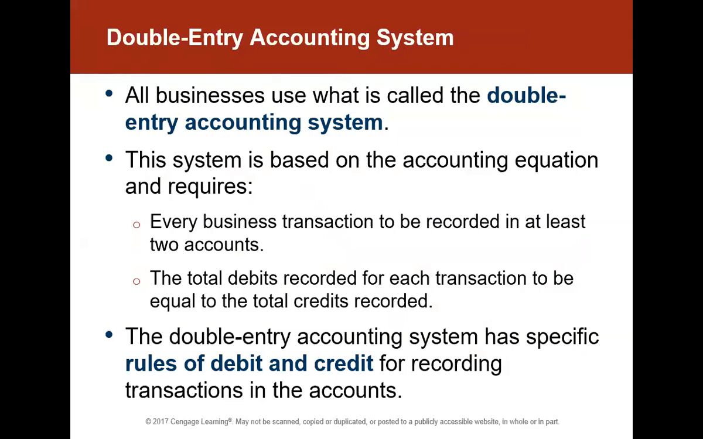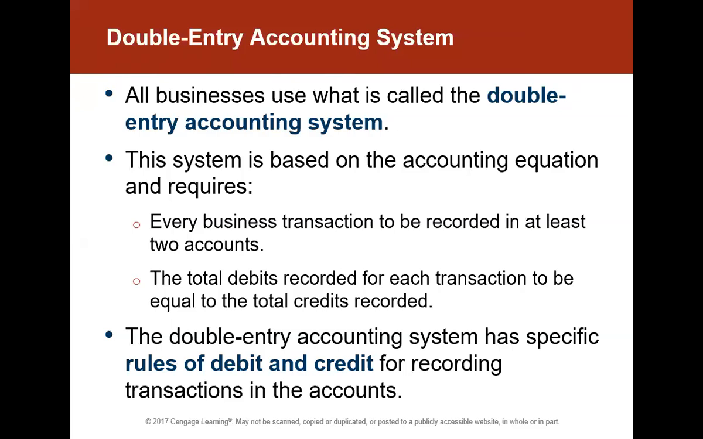So it's based on the accounting equation. Every transaction is going to be recorded in at least 2 accounts. Again, that was the same as last chapter. If cash increased, you had to show how cash increased. You couldn't just say cash went up. So same principles here, but now we're going to start talking about debits and credits.